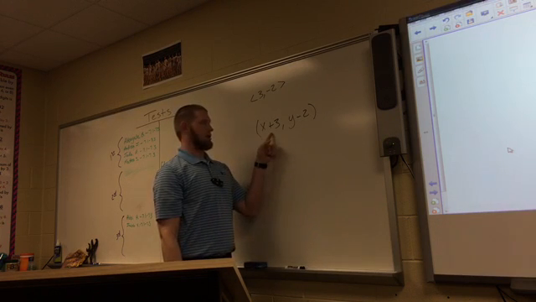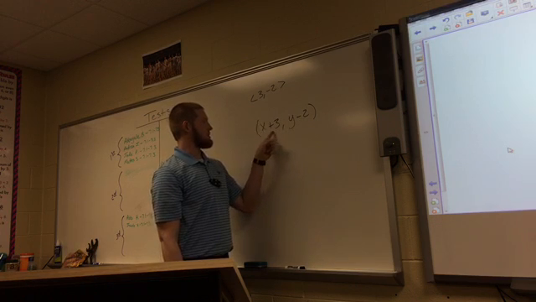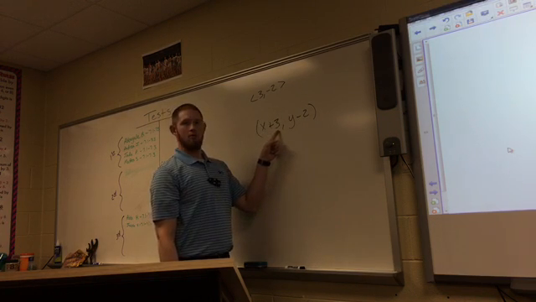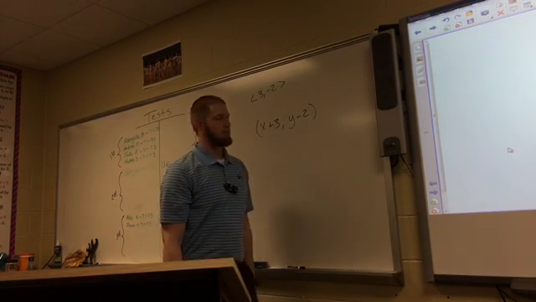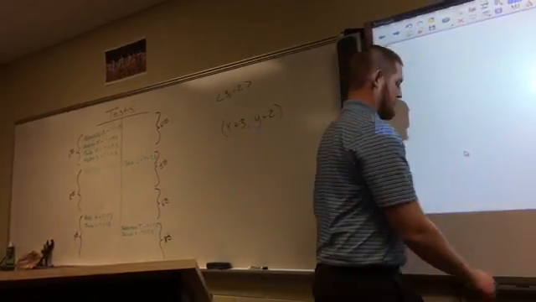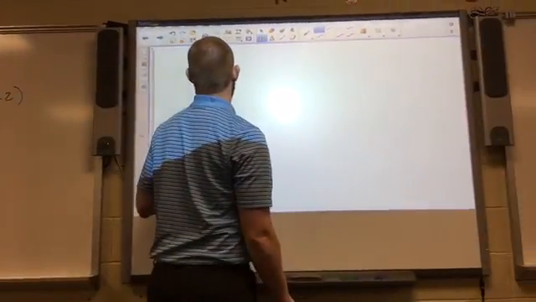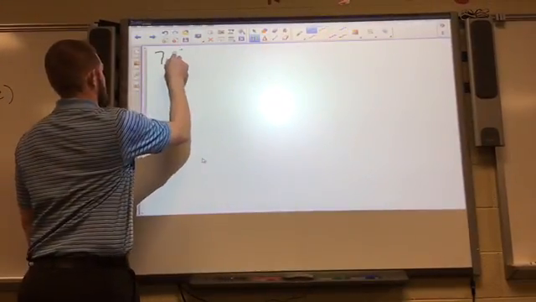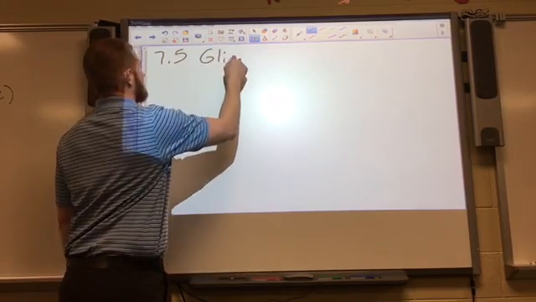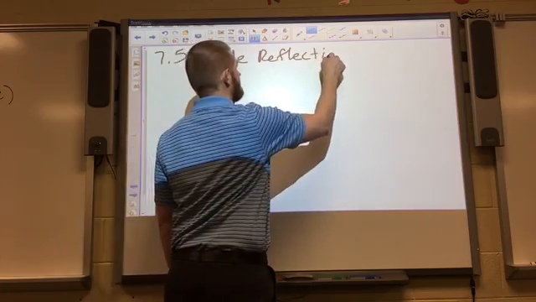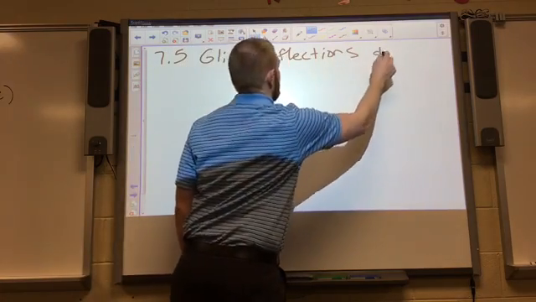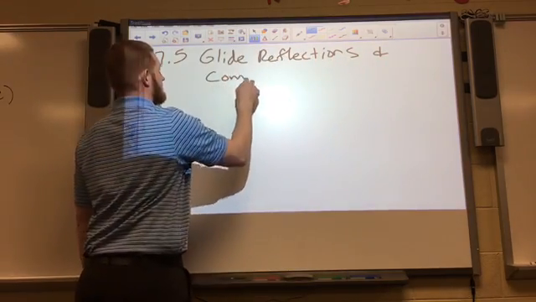This is telling me that I'm going where? Where's this taking me? Which direction? Right. To the right 3, down 2. Good. Okay. Today, with 7.5, we're doing glide reflections and compositions.